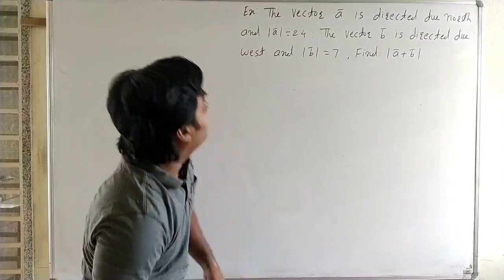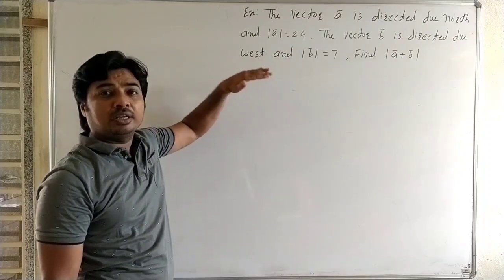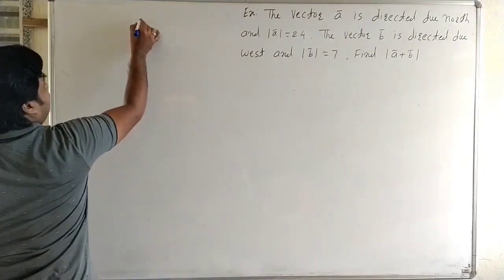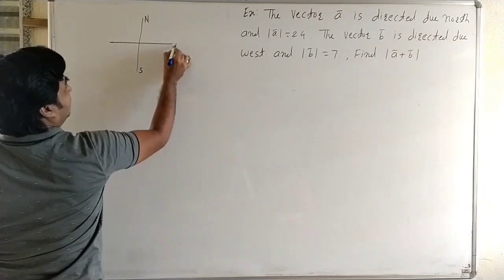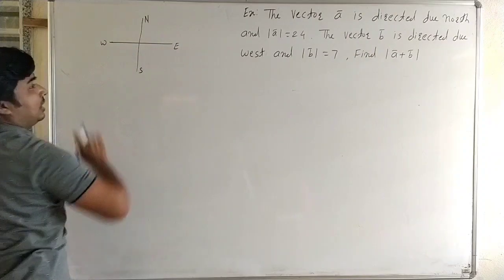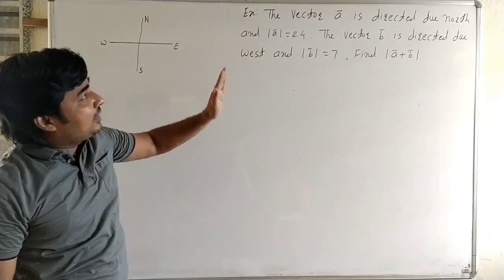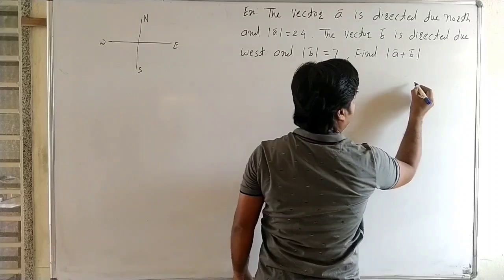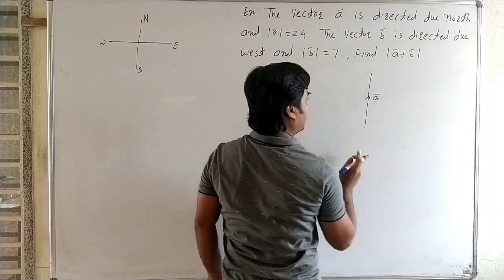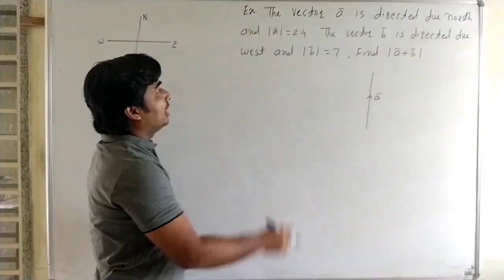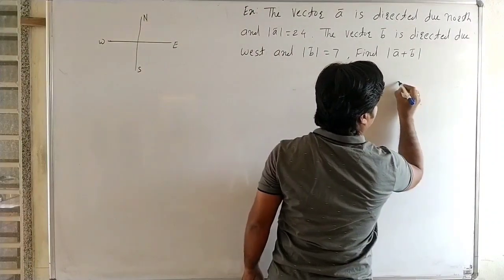Now here it is given that the vector A bar is directed due north, that is the direction of vector A bar. Here we know the directions: north, south, east and west. Vector A bar is directed toward the north and vector B bar is directed toward the west.